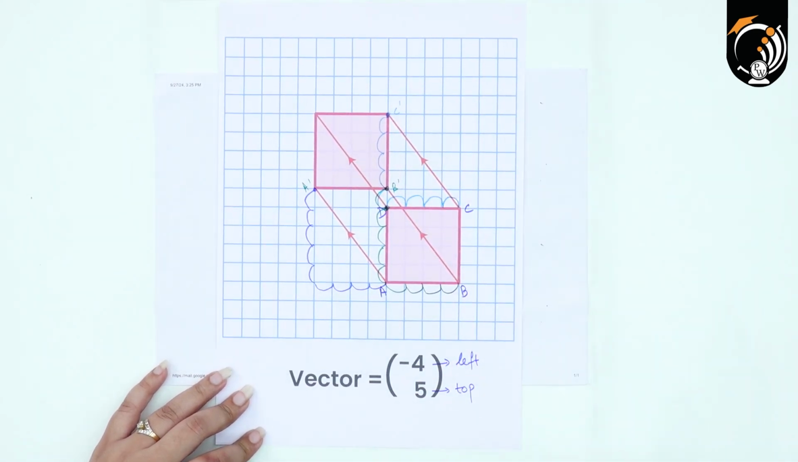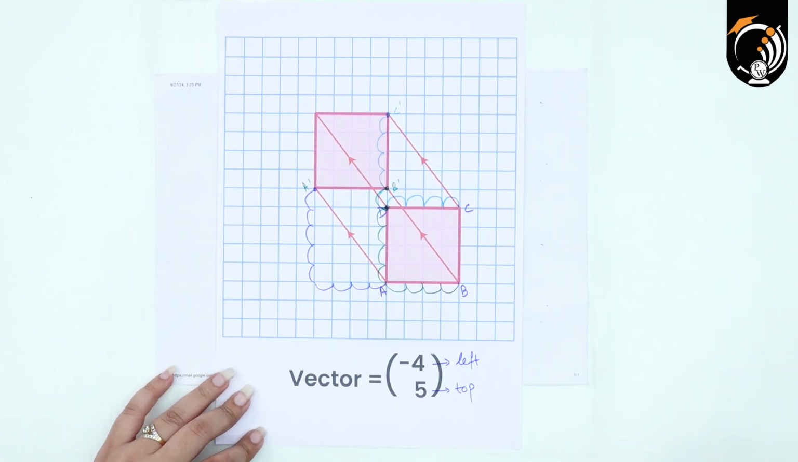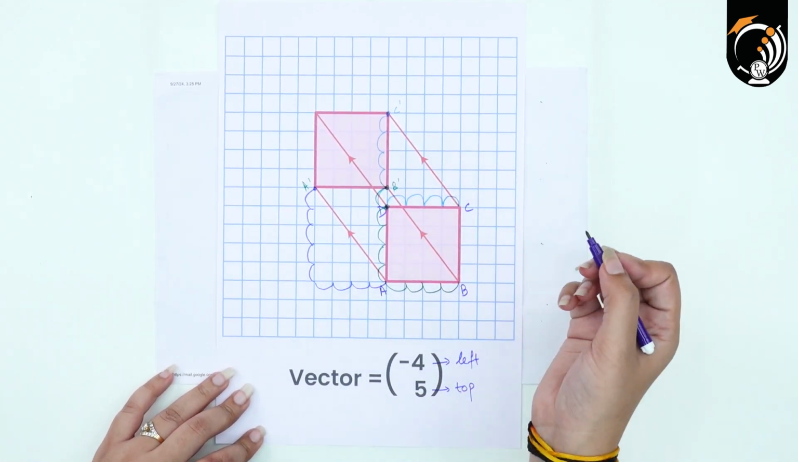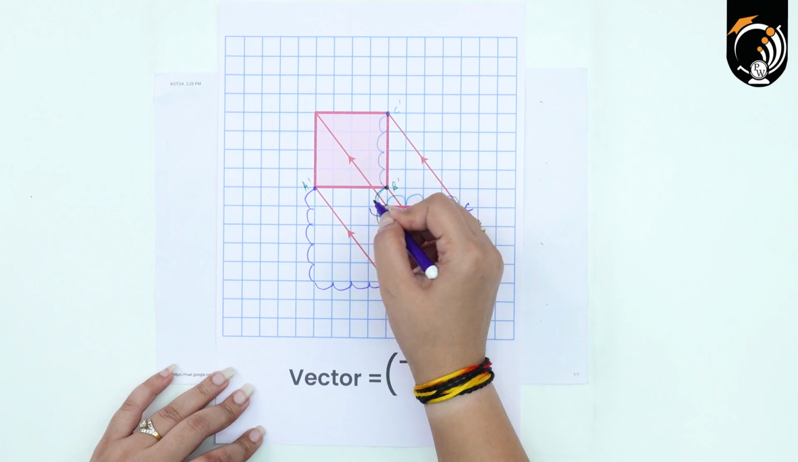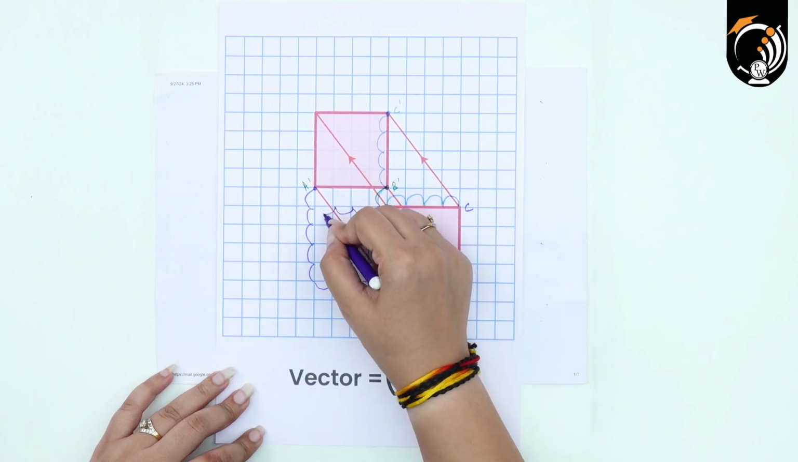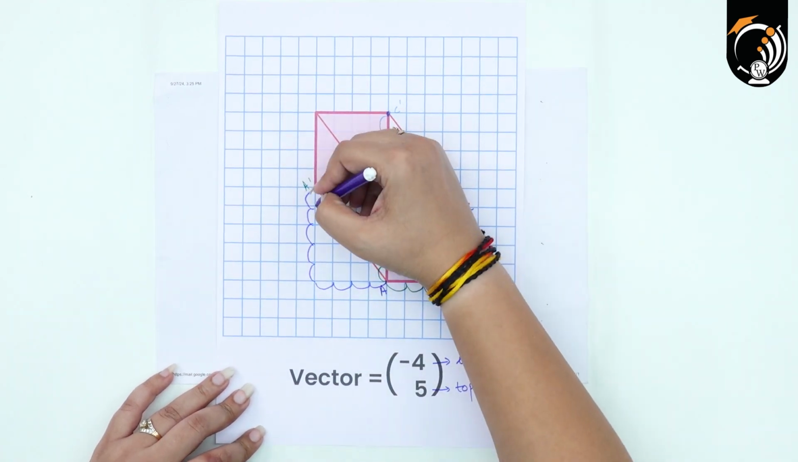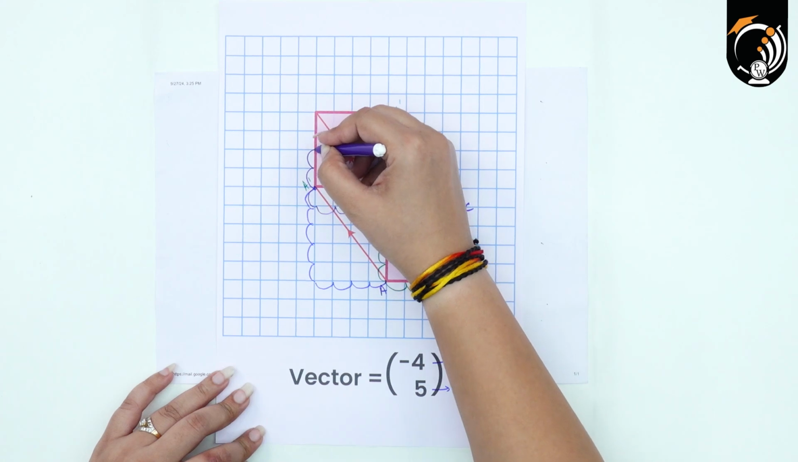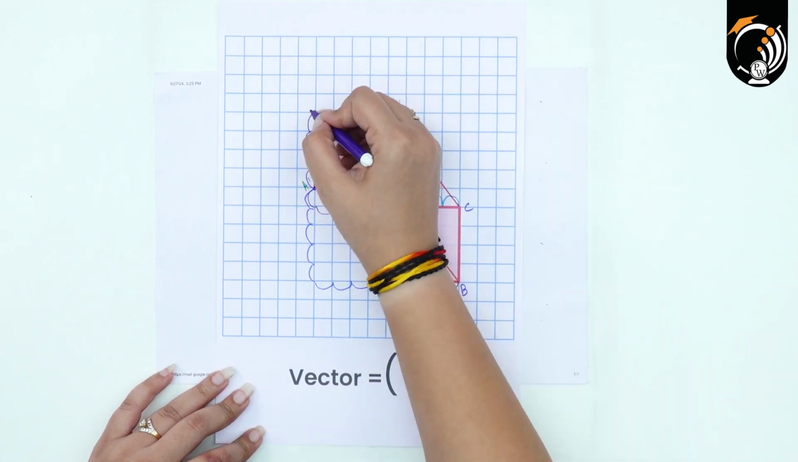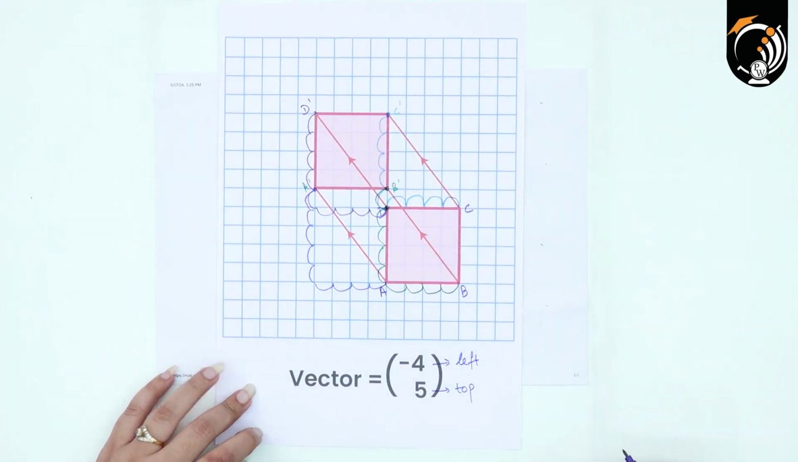So clearly what we can understand here is that it is nothing but the straight sliding that is happening. Talking about the point D, it is going to move 4 units towards the left, 1, 2, 3 and 4, and 5 units towards the top, 1, 2, 3, 4 and 5. So this is where we are going to have the point D dash.